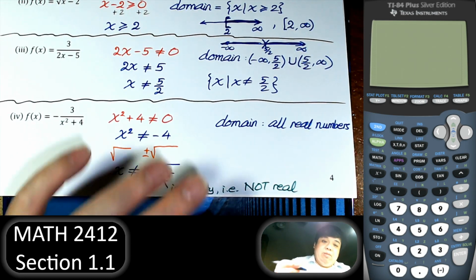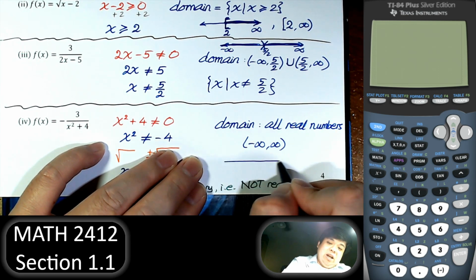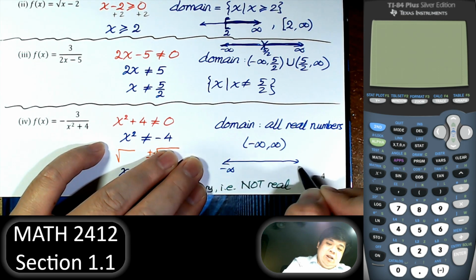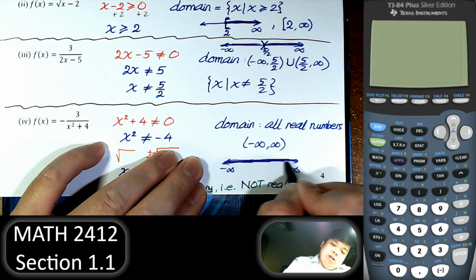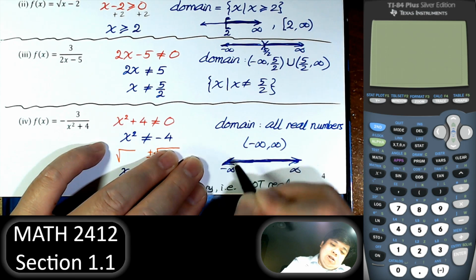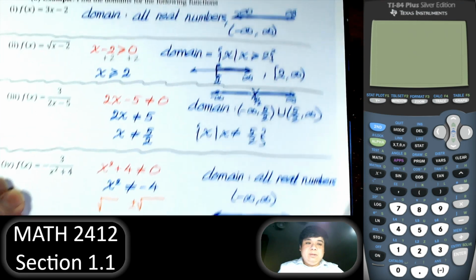And that's all we have. Of course, all real numbers we can also write using this notation, negative infinity to infinity, and we select the whole line. That's all we have.